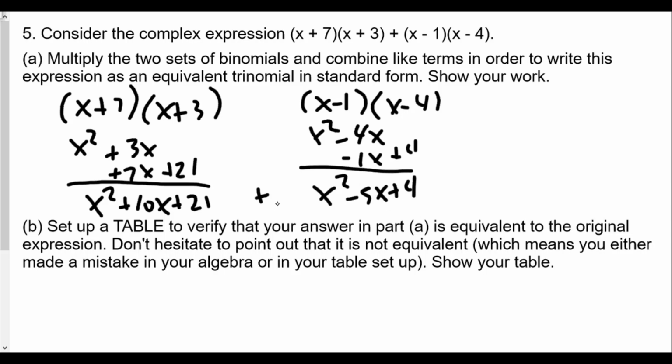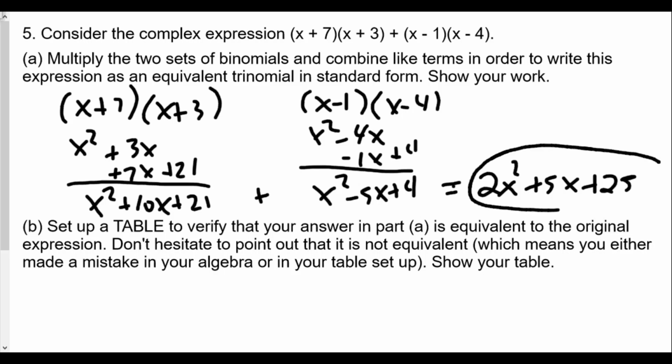And to combine these together, we're going to get 2x squared. Now 10x plus negative 5x is positive 5x, because 10 plus negative 5 is 5, and 21 plus 4 is 25. So this is going to be our expression. At this point, with practice from last lesson, we should be able to multiply and add.